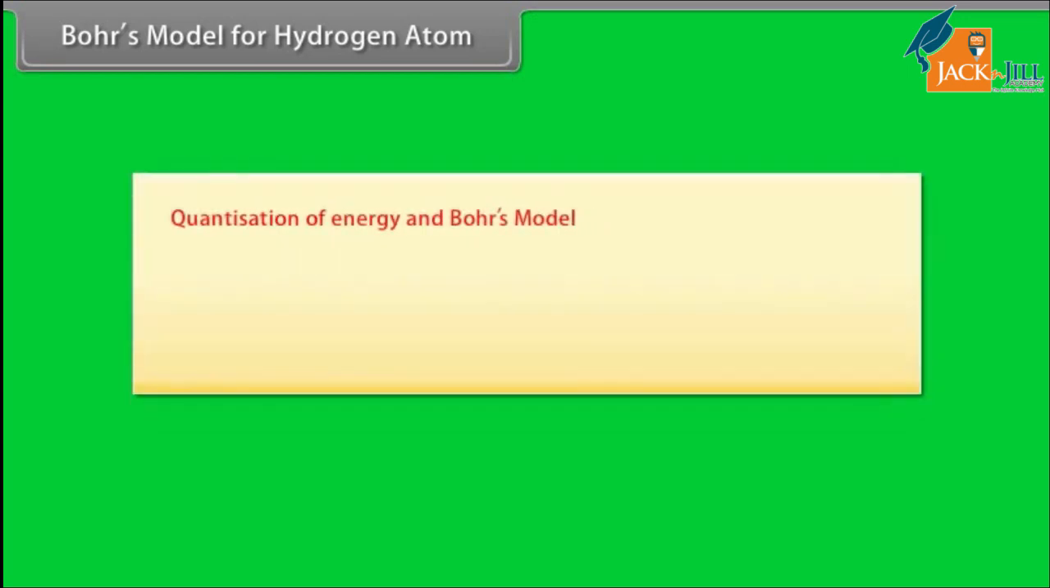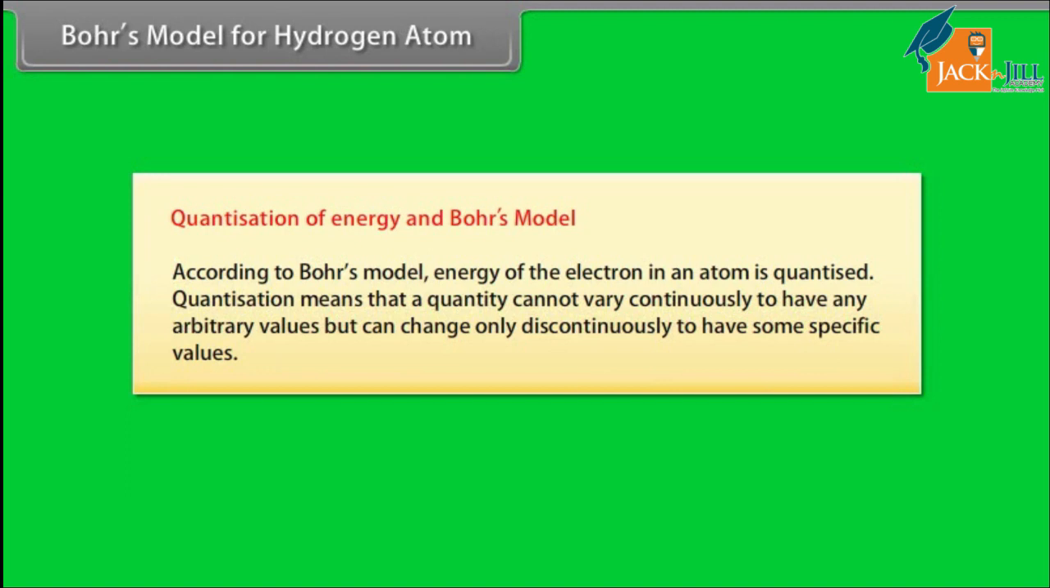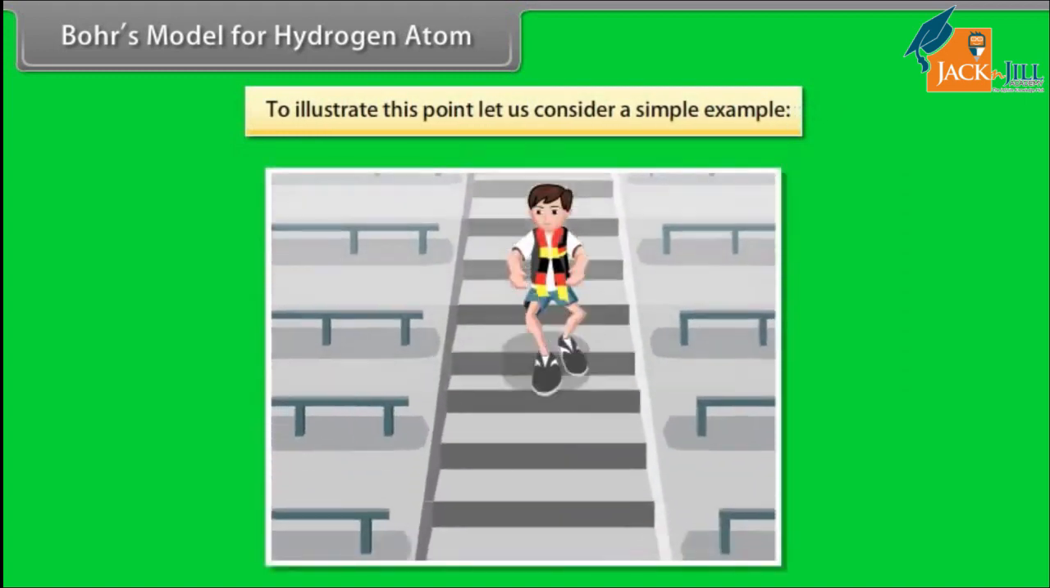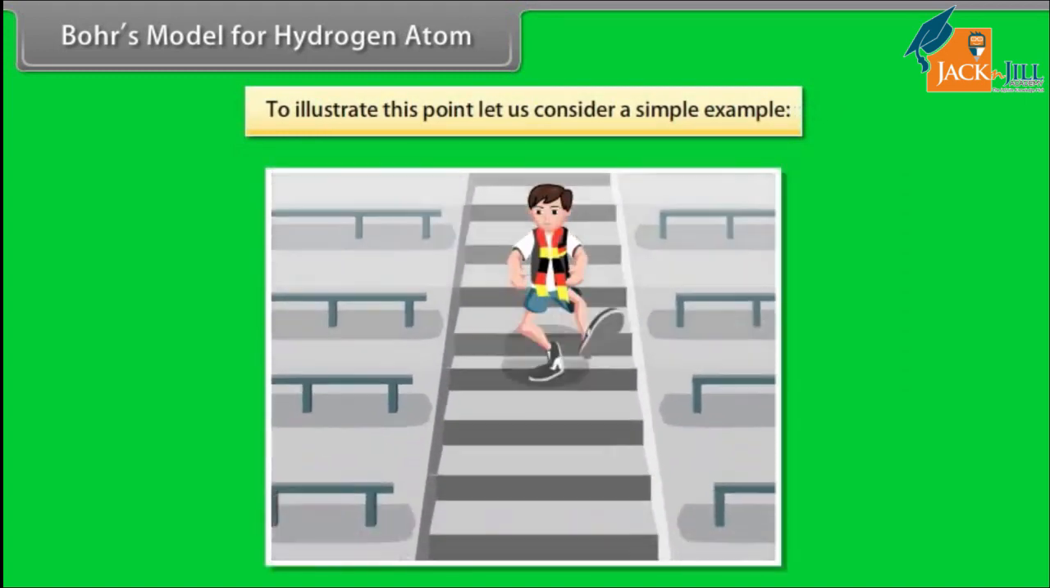Bohr's model for hydrogen atom. Quantization of energy and Bohr's model. According to the Bohr's model, energy of the electron in an atom is quantized. Quantization means that a quantity cannot vary continuously to have any arbitrary values, but can change only discontinuously to have some specific values. To illustrate this point, let us consider a simple example.